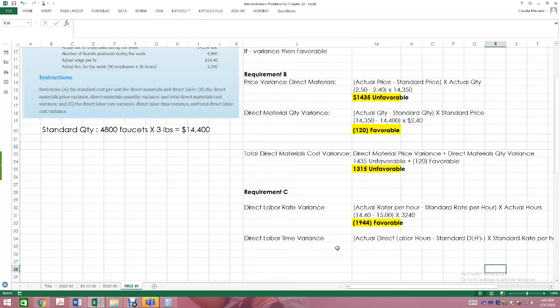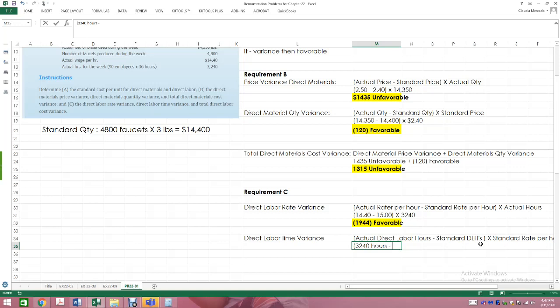Okay, so let's put in our numbers. My actual direct labor hours, right here, are 3,240. We have 3,240 hours minus my standard direct labor hours.